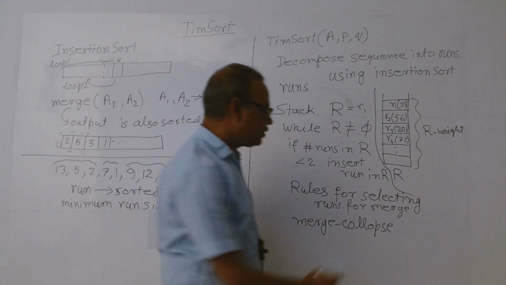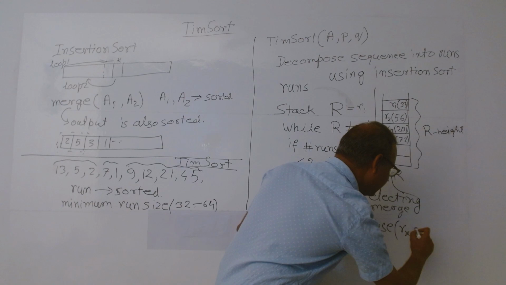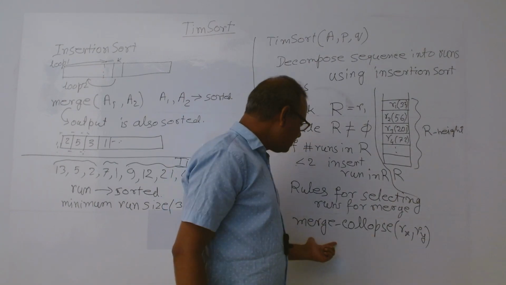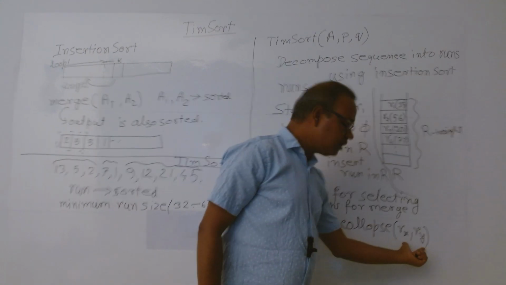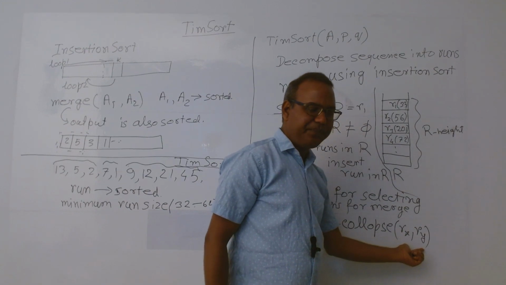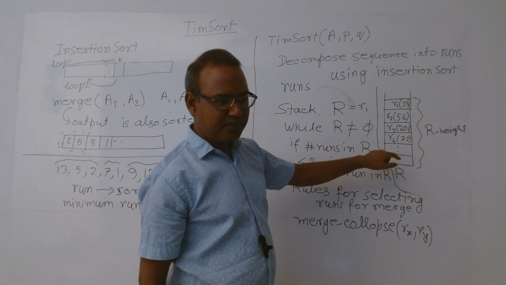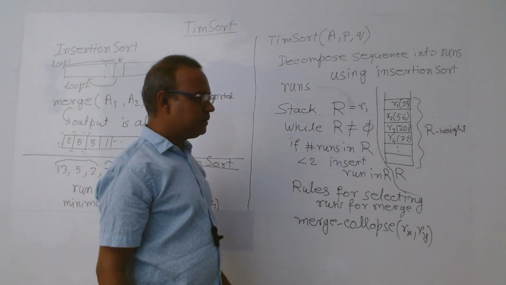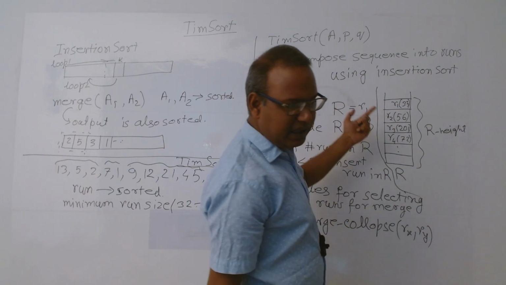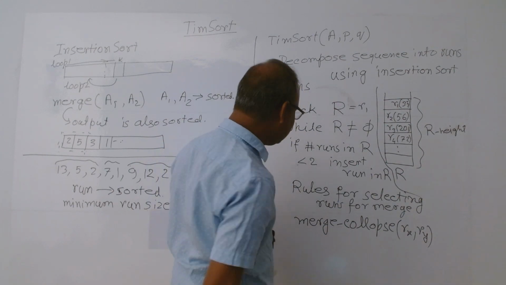Merge collapse, and you will put two runs, Rx and Ry. So what will merge collapse do? Merge collapse will merge them because both the runs are sorted. It will merge Rx and Ry and create a new run in the stack. In place of Rx and Ry, it will create a new run. So that is the merge collapse function.